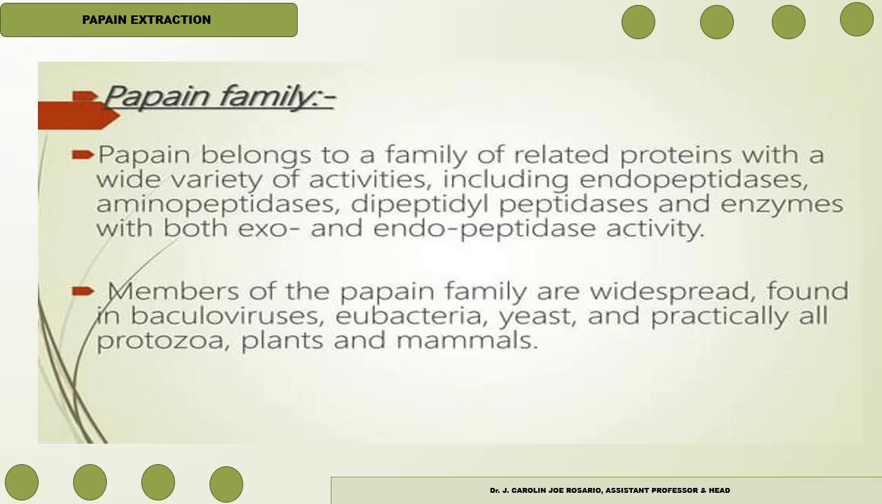Papain family. Papain belongs to the family of related proteins with a wide variety of activities, including endopeptidases, aminopeptidases, dipeptidyl peptidases, and enzymes with both exo and endopeptidase activity. Members of the papain family are widespread, found in baculoviruses, eubacteria, yeast, and practically all protozoas, plants, and mammals.